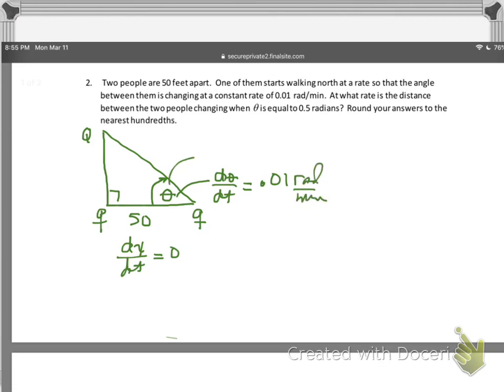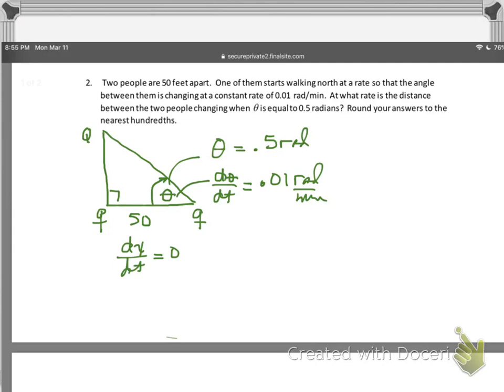They're also nice enough to give us the angle, which is always a good thing. So the angle in this situation equals 0.5 radians. Okay, so it says round your answer to the nearest hundredth. I'm sensing we may need more information. So let's see what they have for us.